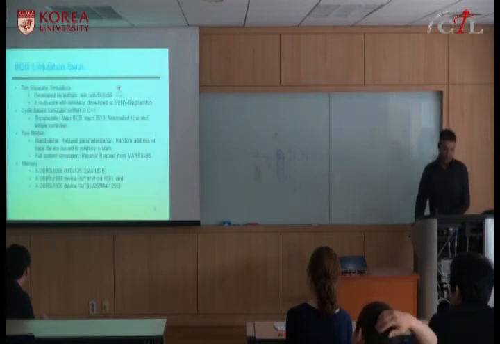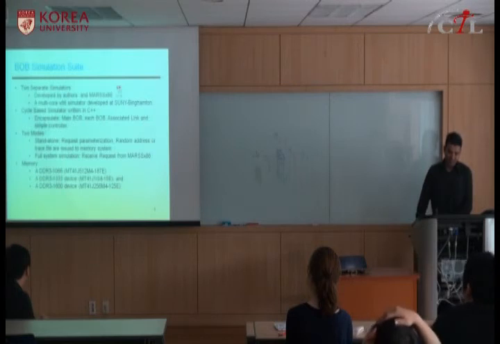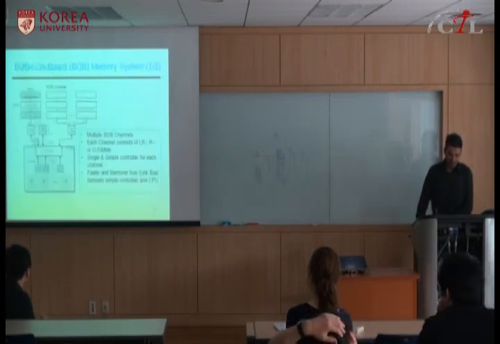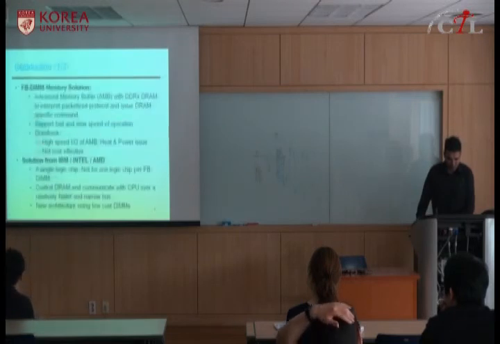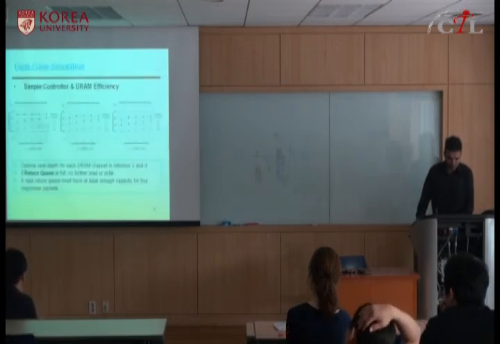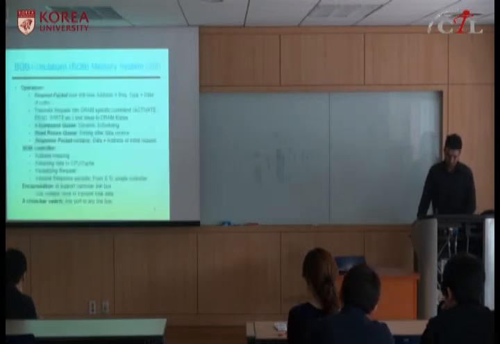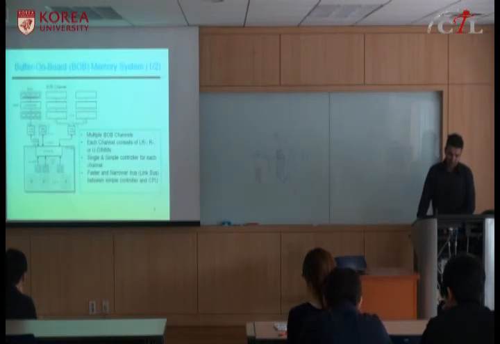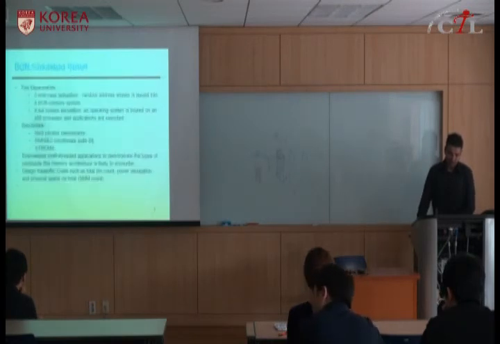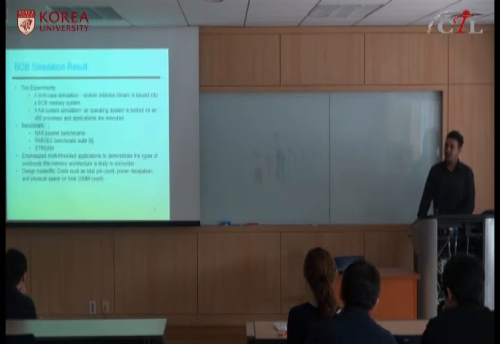And then they simulate. They compare to what? Their simulation is two-type simulation, like two experiments. One is a limit case simulation: a random address stream is issued into a Bob memory system. That means random addresses and commands are sent here. And the other is a full system simulation: an operating system is booted on an x86 processor and applications are executed. That means a practical scenario like this.